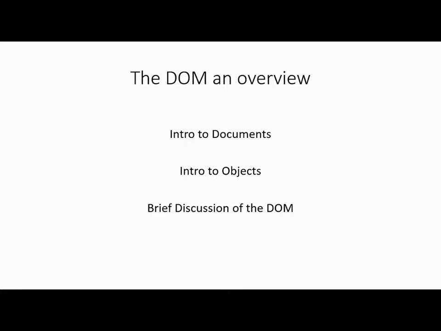So in this video we're going to talk about documents, we're going to talk about objects, and we're going to talk about the combination of the two in the DOM. The DOM stands for the Document Object Model, and the idea is that we can represent documents as an object, and then we can use JavaScript to modify our document. Those words alone don't mean a lot, so we'll break it down.